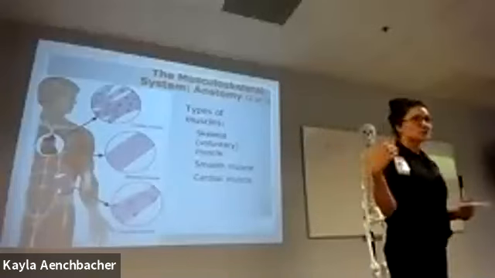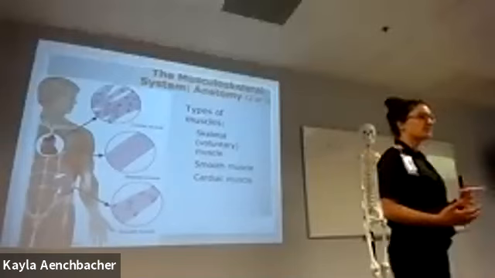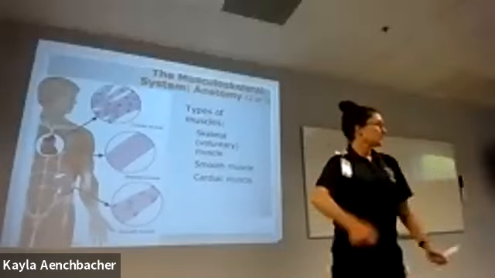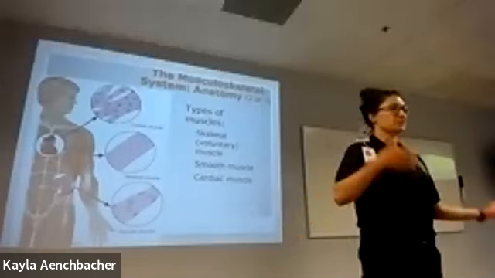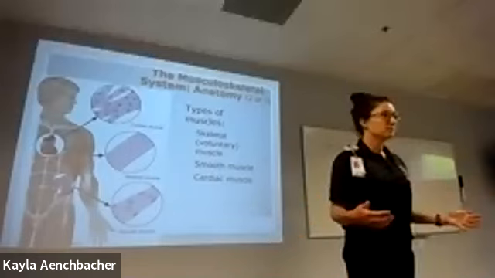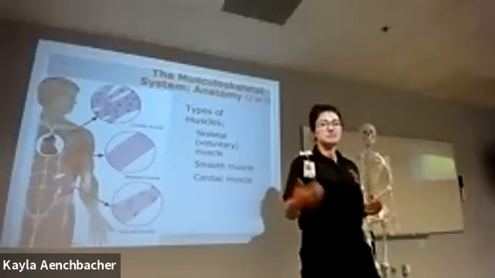Skeletal muscles, striated muscles, they are voluntary. That's going to be your extremities, you know, willing yourself to take a step, itch your nose, do whatever you want to do. And then cardiac is going to be specifically to the heart.